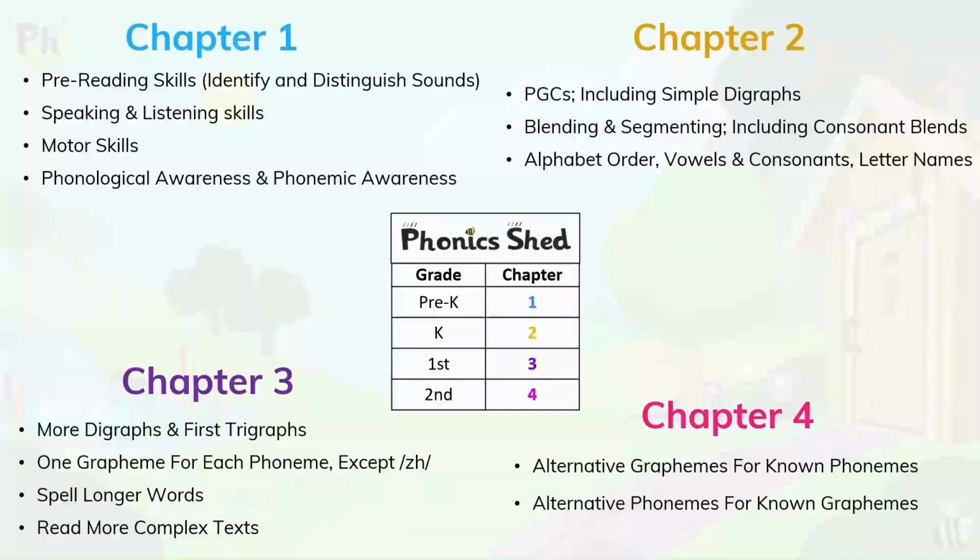Chapter 2 is about introducing those phoneme-grapheme correspondences to the children, and we include some simple digraphs. We also start blending and segmenting with letters. We include consonant blends within this. It also teaches children alphabet order, what vowels and consonants are, and the letter names as well. Chapter 3 has more digraphs and trigraphs, and there's one grapheme for each phoneme apart from the Z sound. It's about spelling longer words and reading more complex text as well. Chapter 4 is centered around alternate graphemes for known phonemes and, reversely, alternate phonemes for known graphemes.